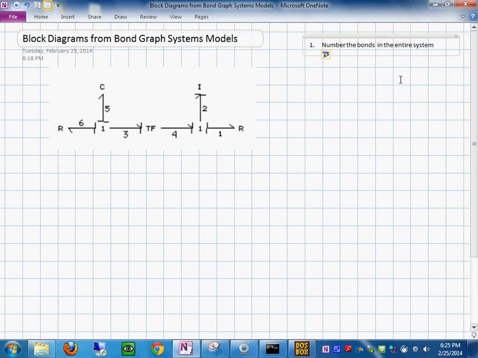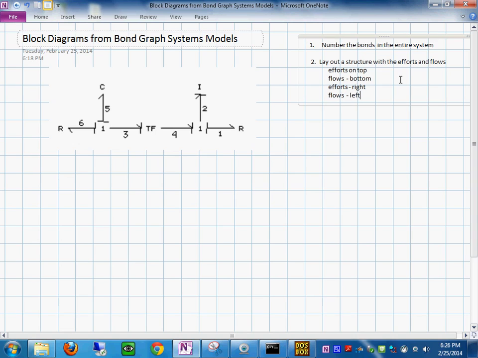And then the second thing you have to do is, let's say, number 2: lay out a structure with the efforts and flows. I would do something like this. Efforts on top, flows on the bottom. If it is a vertical one, I would say efforts on the left, and flows on the right. Very good. Let's try that.